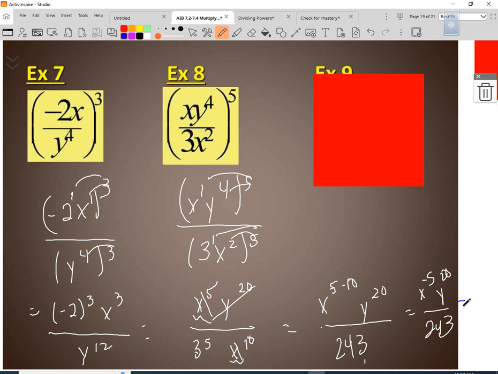And then for our final answer, everything with a positive exponent stays where it is. Anything with a negative exponent gets moved. So that's in the top, so we move it to the bottom.